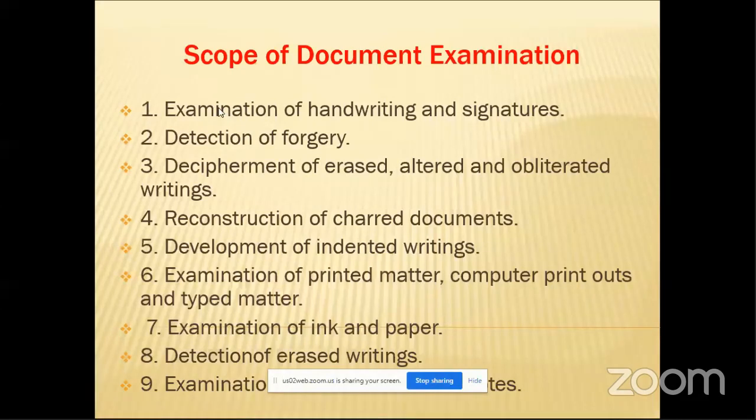Detection of forgery means, if there is a check of say 5,000 rupees, you put a zero at the unit place to make it 50,000. So we can easily distinguish whether this check is of 50,000 or was altered to 50,000. That is called detection of forgery.